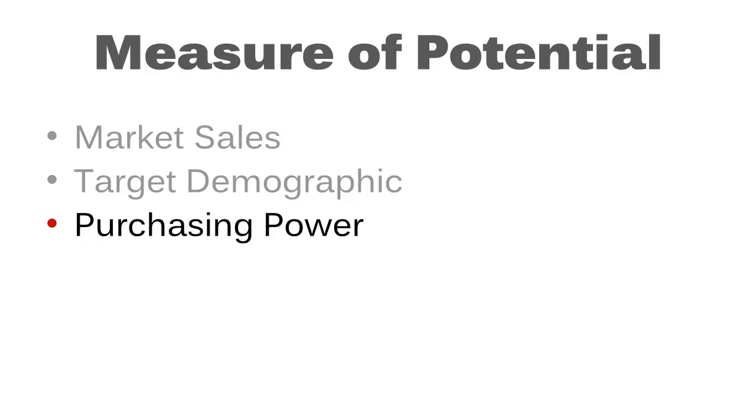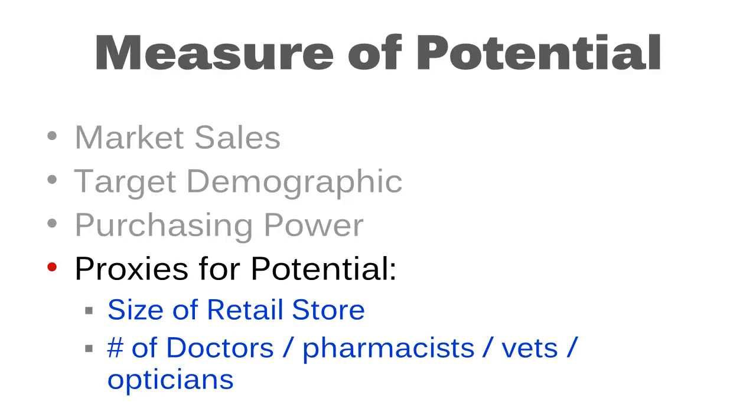A measure of affluence, which obviously is highly correlated in many markets to the potential. And then you could include proxies for potential. And this is really if you don't have any demographic or purchasing power data. You could use things like the size of a retail store, assuming that's your customers, the number of doctors, pharmacists, vets or opticians in each account. These are all proxies for potential that potentially you could include in an alignment index.